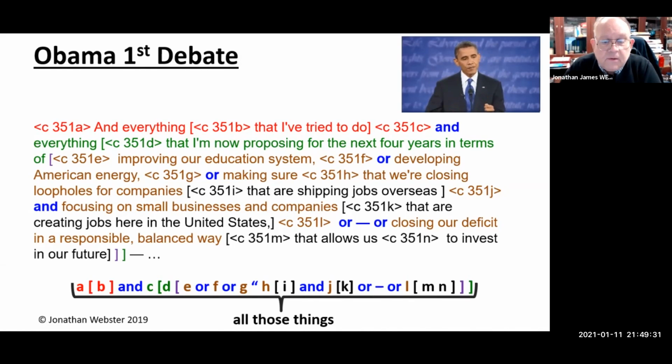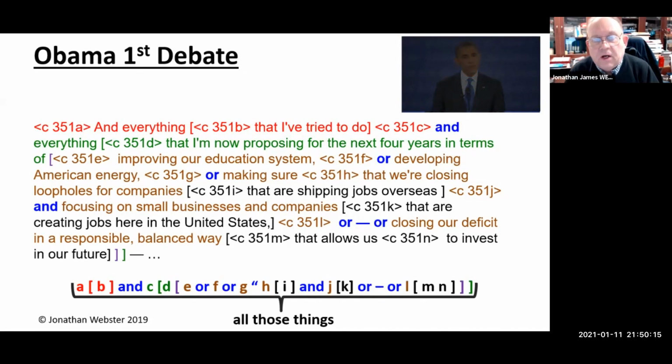And so the question now is, how do we build on those strengths? And everything that I've tried to do, and everything that I'm now proposing for the next 4 years in terms of improving our education system or developing American energy, or making sure that we're closing loopholes for companies that are shipping jobs overseas and focusing on small business companies that are creating jobs here in the United States, or closing our deficit in a responsible, balanced way that allows us to invest in our future. All those things are designed to make sure that the American people, their genius, their grit, their determination is channeled, and they have an opportunity to succeed. And everybody's getting a fair shot, and everybody's getting a fair share. Everybody's doing a fair share, and everybody's playing by the same rules.